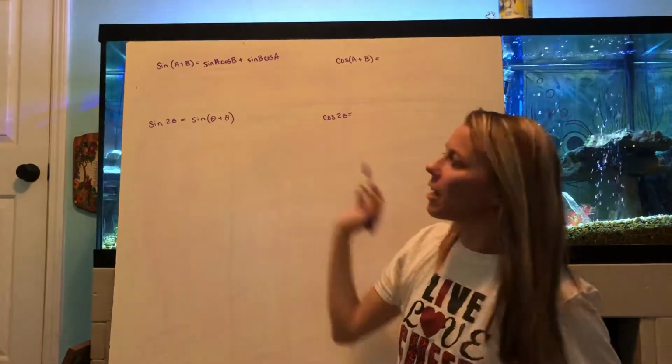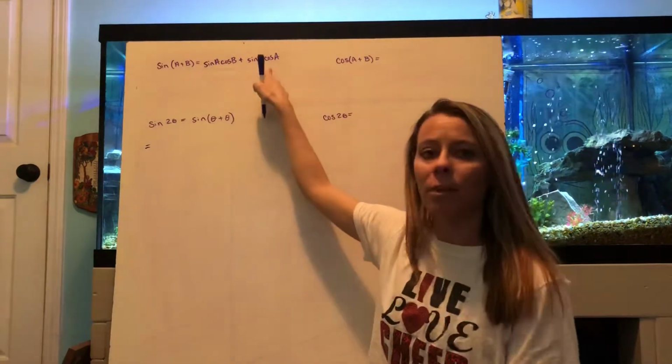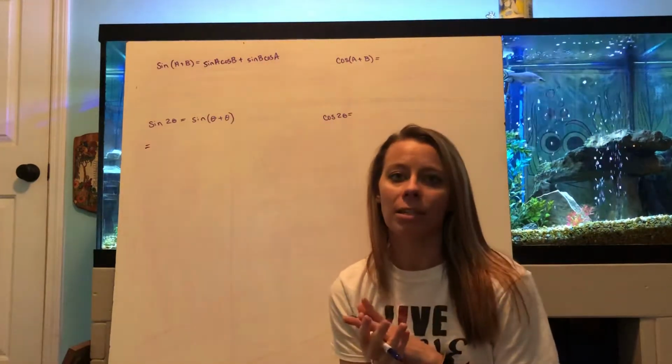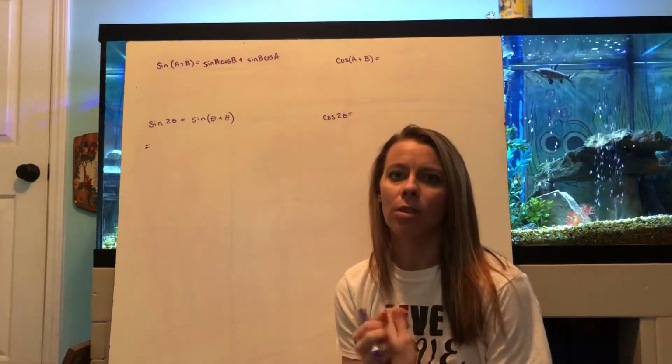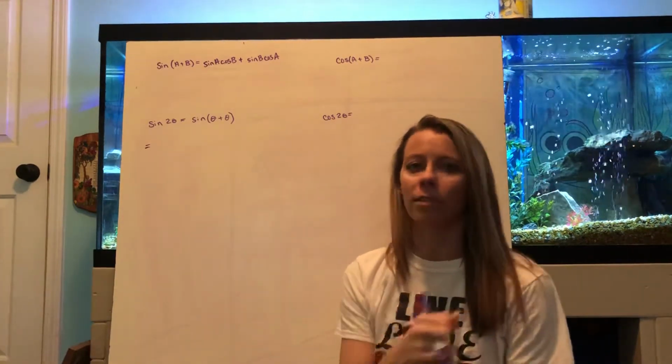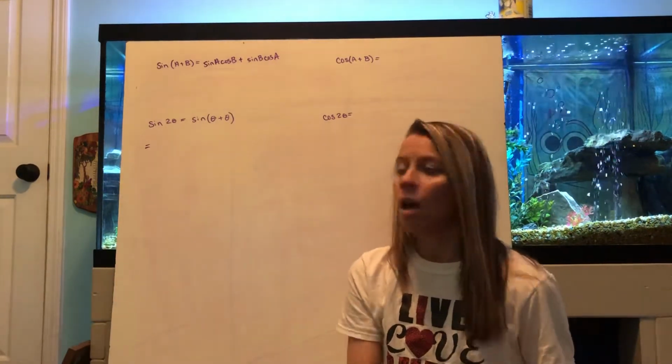Okay, so we have sine 2 theta. We're just going to apply the same formula because that's going to give us the double angle identity, which is really helpful whenever you're trying to solve identities and solve equations. This is one that I would highlight in my notes.